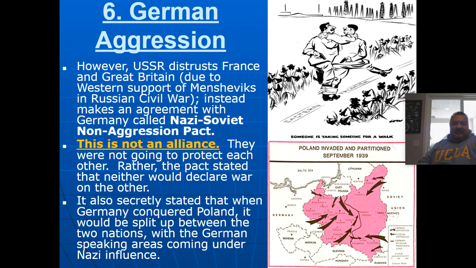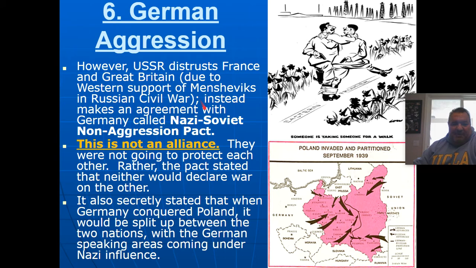Instead, the Soviets decide to align with the Nazis, what's known as the Nazi-Soviet Non-Aggression Pact. Still, this is a mistake for the Soviets because in Hitler's Mein Kampf, he openly states that the unholy trinity are the communists, the Jews, and democracies, meaning he was never going to be fully aligned with the communists. But nonetheless, the Nazis and the Soviets signed what's known as the Nazi-Soviet Non-Aggression Pact.